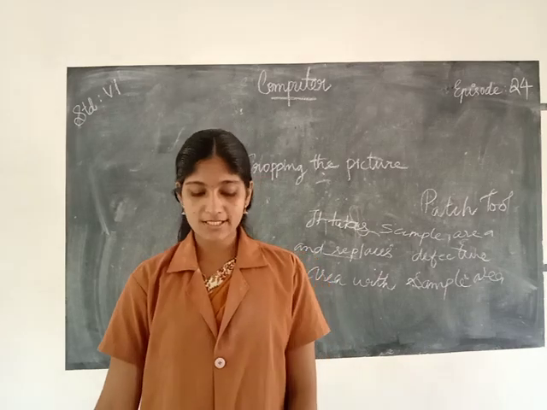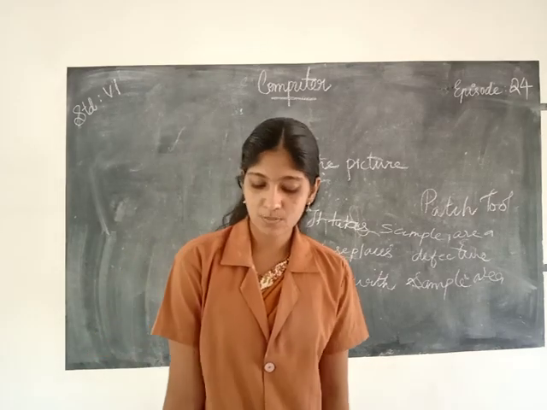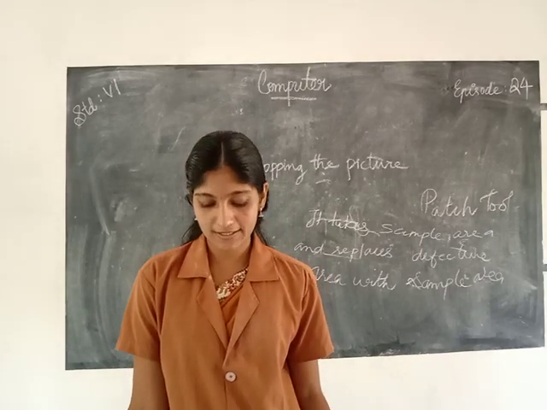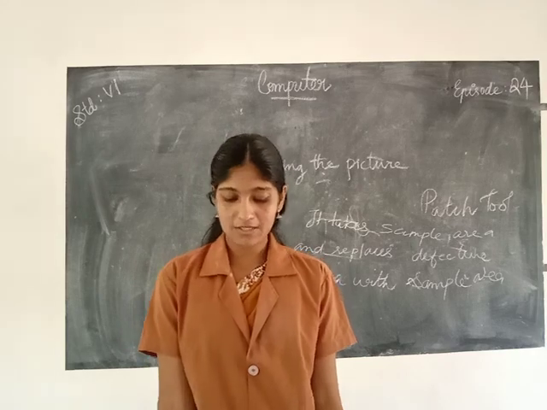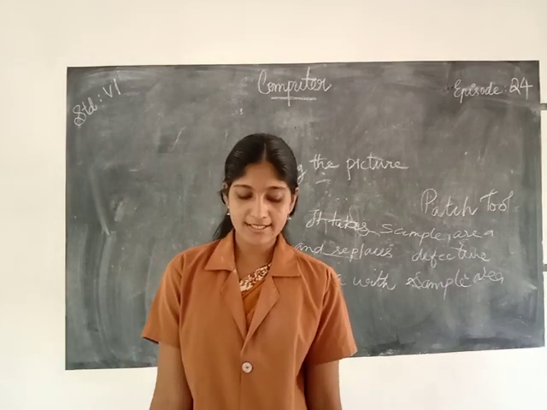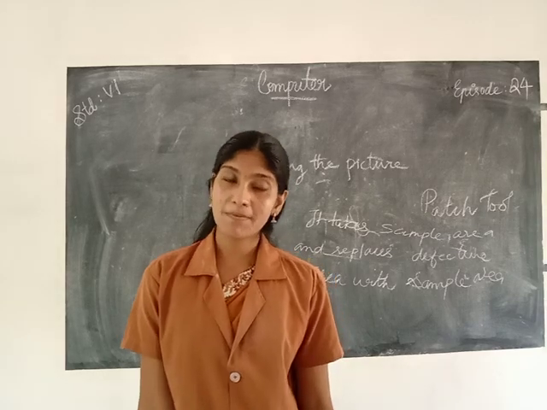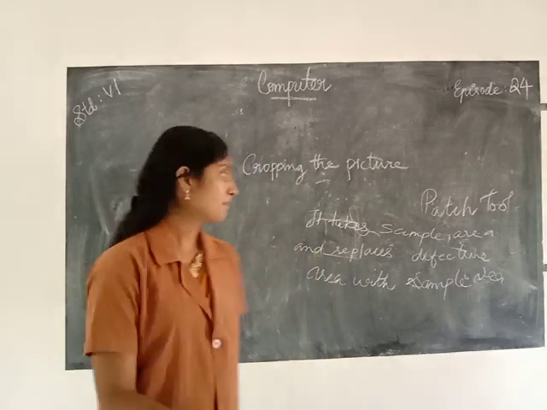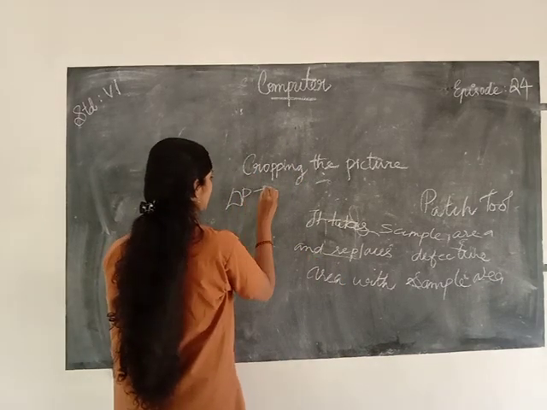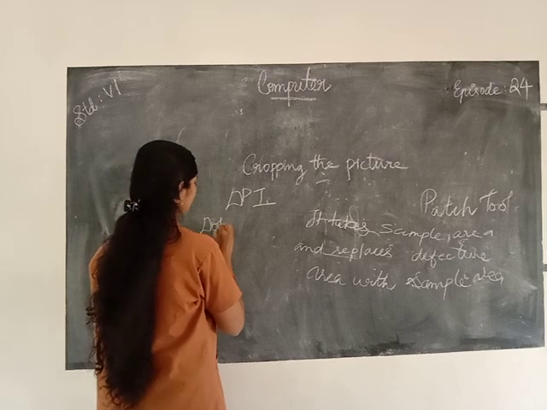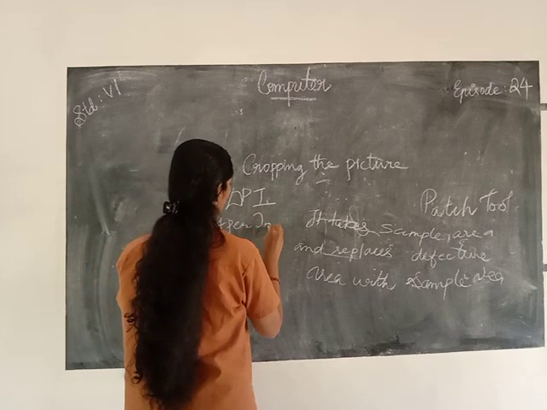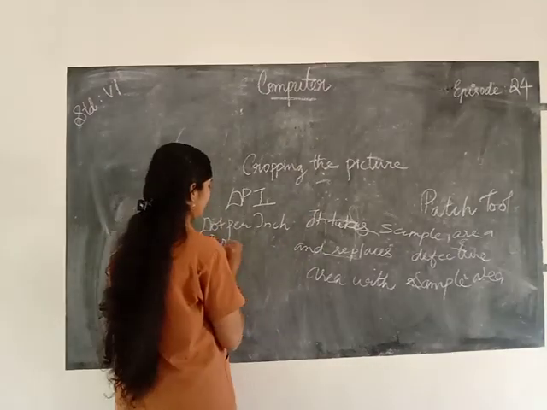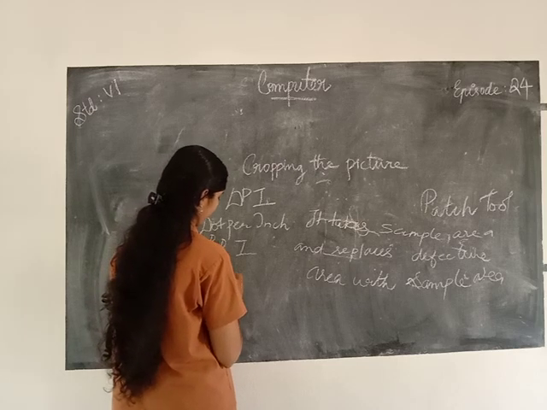Then true or false: the quality of an image depends on the number of pixels per inch that make up the image. So that is true. For a printout, is the resolution measured in PPI? For a printout, the resolution is measured in DPI, not PPI. DPI, dots per inch. But for an image on screen, we use PPI, that is pixels per inch.